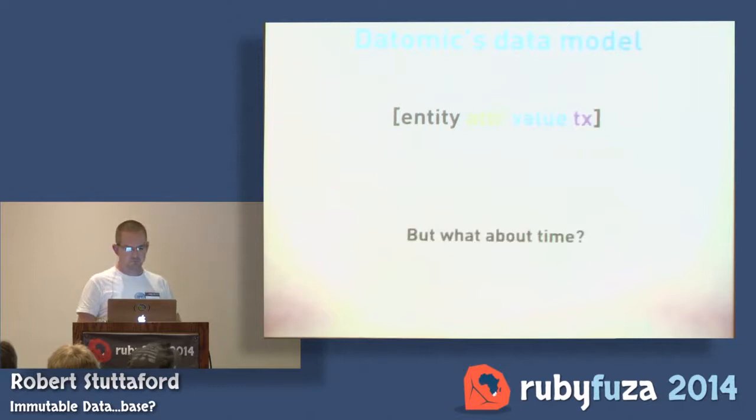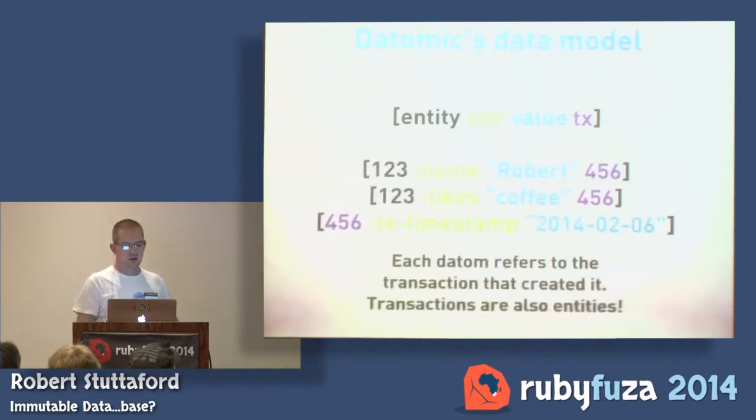But what about time? There's a fourth value in that tuple that is optional if you want to query against it or not, and that's the transaction that caused that tuple to appear in the data store. Looking at my entity, both of those EAVs or datums were created by the same transaction. So if I wanted to find out what time anything happened, I could just look at the transaction and use the transaction to find the timestamp. You can write a million datums in a single transaction, or a single datum in a single transaction, and it doesn't matter, it will all link back to the same transaction. And transactions are themselves entities.